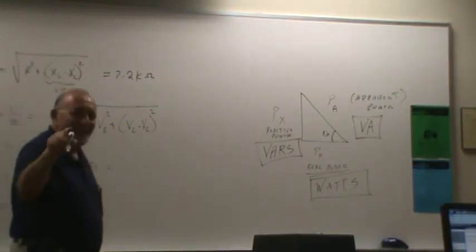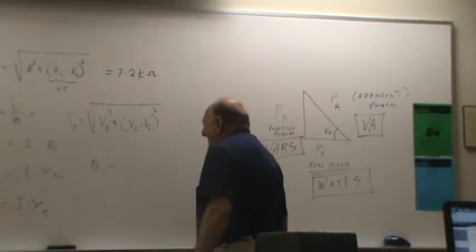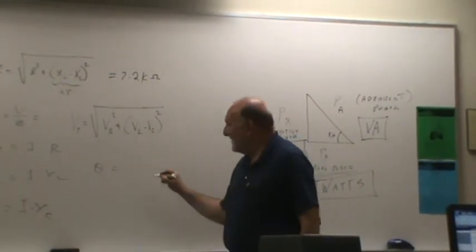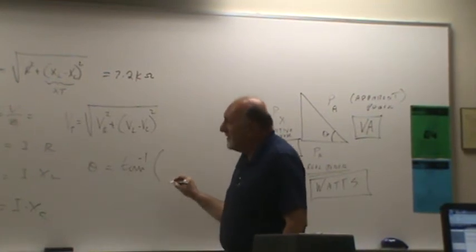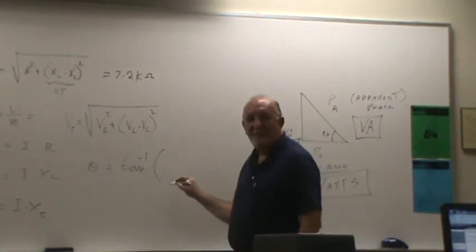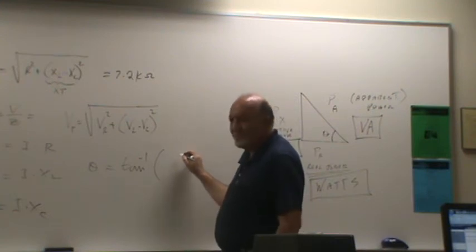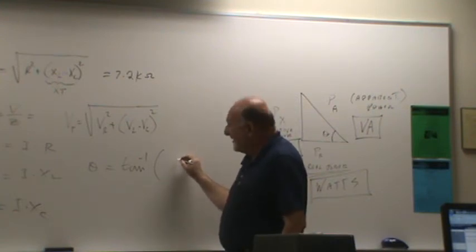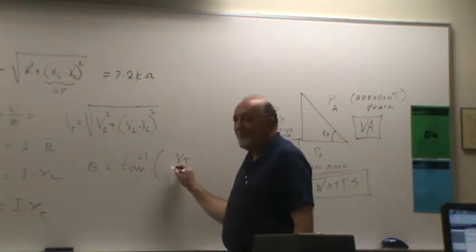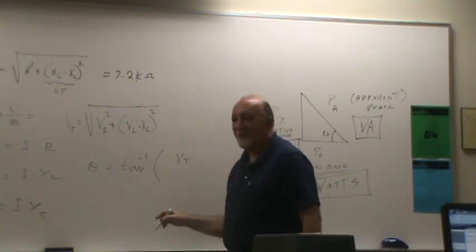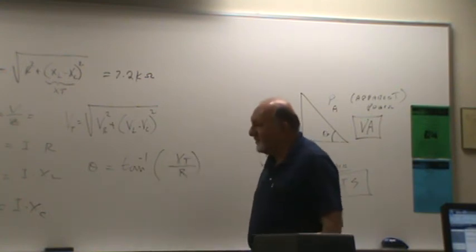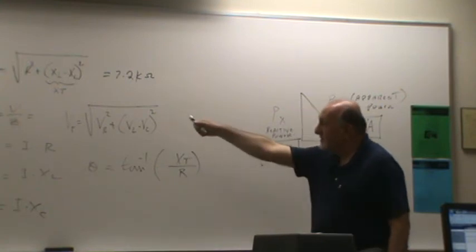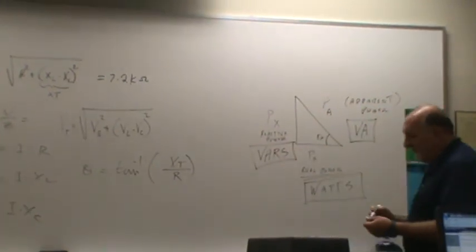Yes, we have to edit that on the camera there. Theta is equal to the arctangent of X of T over R. Makes sense, right? Because X of T could be negative. If it's negative, it means negative angle. X of T over R in this case here is going to be negative, because X of L is smaller than X of C.